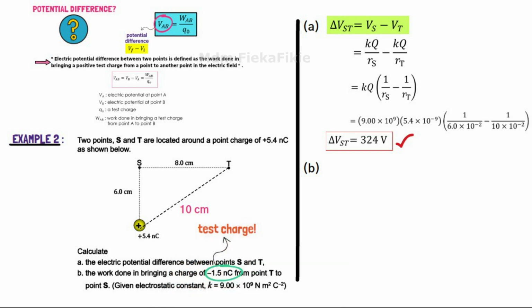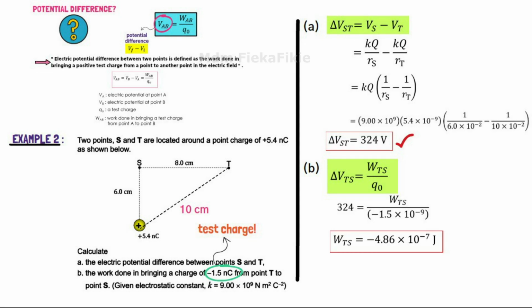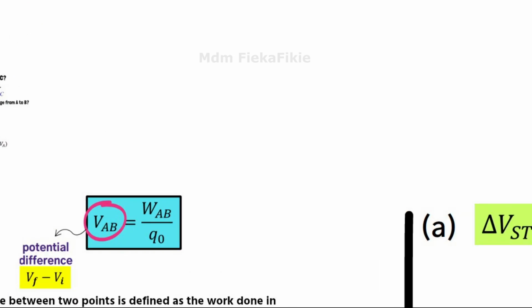So now we can calculate the work done by using the equation of potential difference, delta V is equal to W over Q naught. So as we have calculated before, delta V is equal to 324. So we can straightaway substitute. And Q naught, don't forget, the test charge is a negative charge. So in your calculation, don't leave out the negative charge. Okay? So we will get W is equal to negative 4.86 times 10 to the power of negative 7 joule.